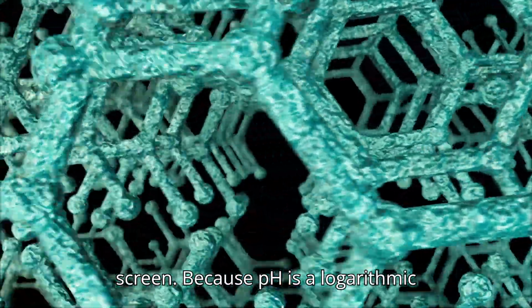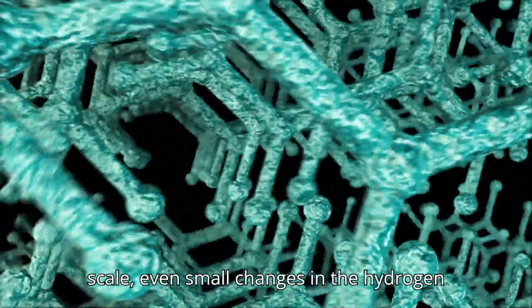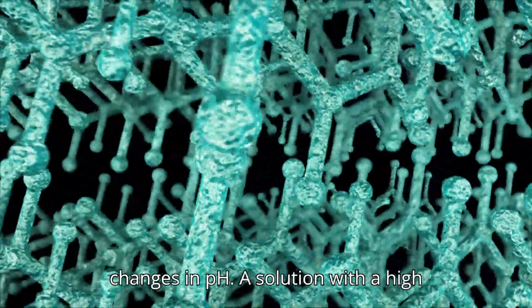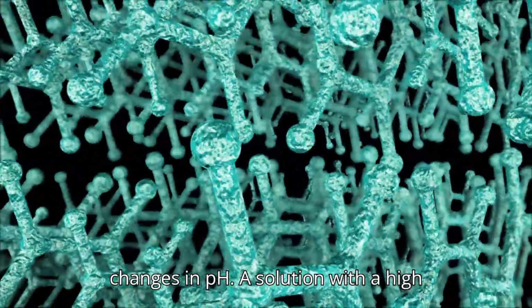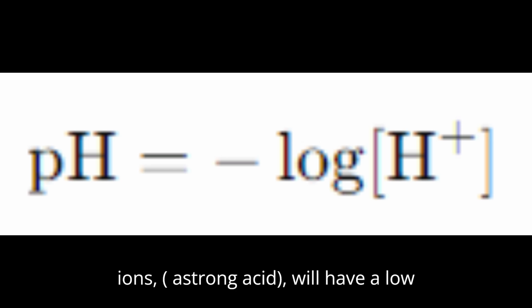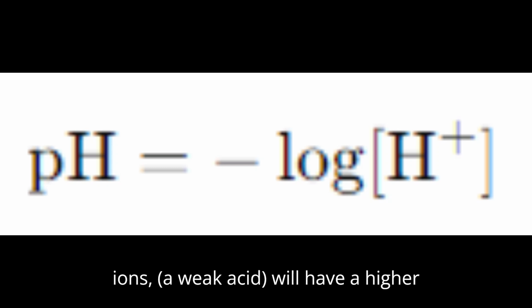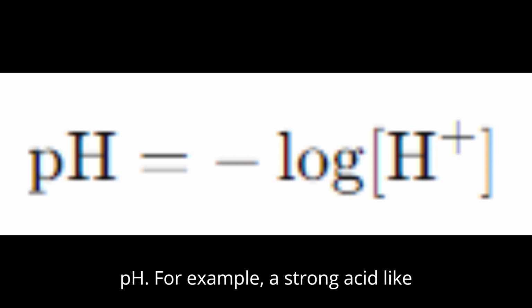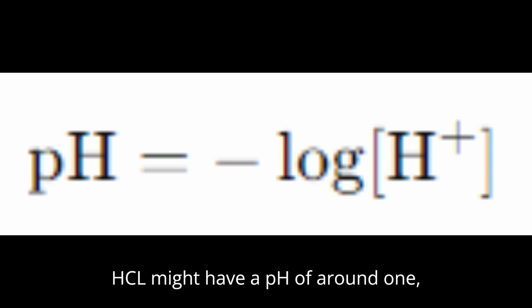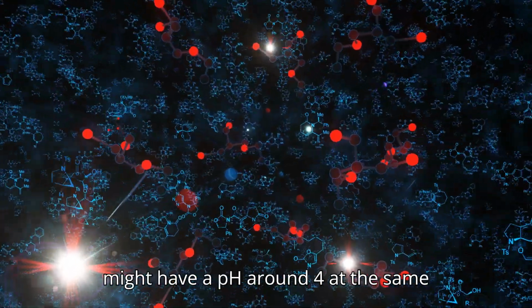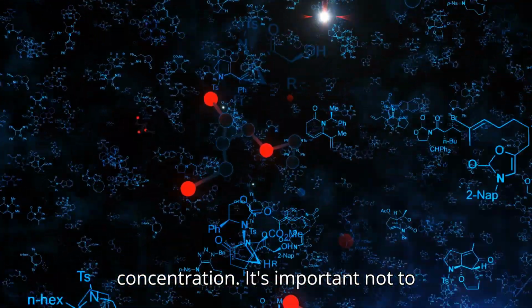Because pH is a logarithmic scale, even small changes in the hydrogen ion concentration result in significant changes in pH. A solution with a high concentration of hydrogen ions, a strong acid, will have a low pH, while a solution with a lower concentration of hydrogen ions, a weak acid, will have a higher pH. For example, a strong acid like HCl might have a pH of around 1, whereas a weak acid like acetic acid might have a pH around 4 at the same concentration.